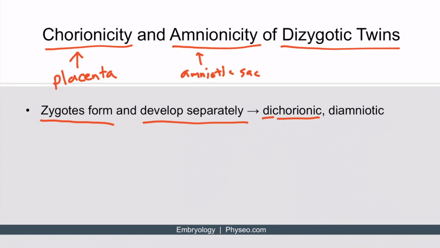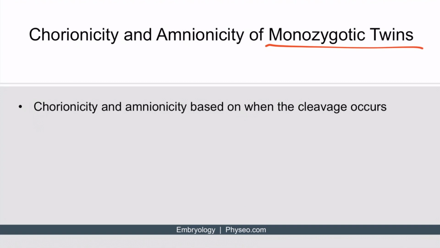In other words, there will be two placentas, so they're not shared, and diamniotic. So there will be two amniotic sacs. In other words, they're not sharing an amniotic sac. So this is always the case when discussing dizygotic twins. Now let's discuss monozygotic twins. In monozygotic twins, the chorionicity and the amnionicity are based on when the cleavage occurs.